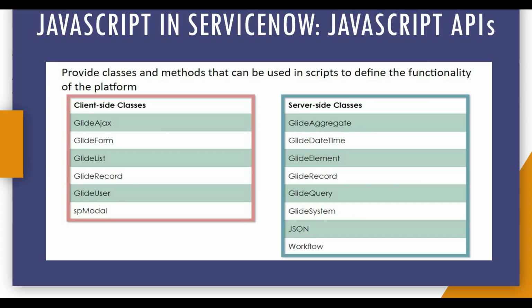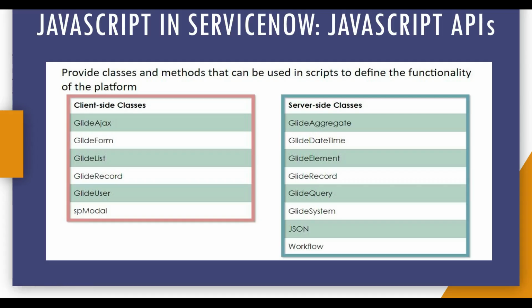Now here we have JavaScript in ServiceNow. If you see, we have various JavaScript APIs for the client side and the server side, which will be mostly used in our scripting area. Under client side classes we have GlideAjax, GlideForm, GlideList, GlideRecord, GlideUser, SP Model. These are client side classes. All these we'll use for sure in our client script.